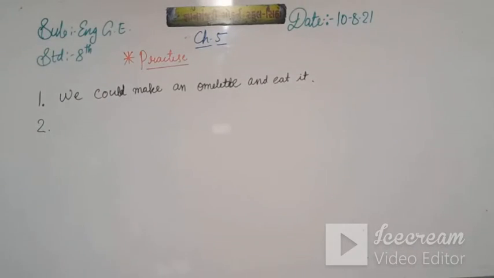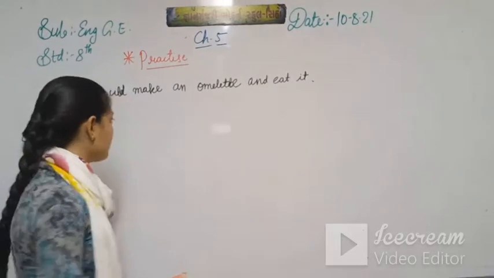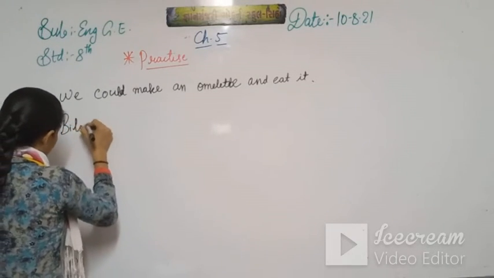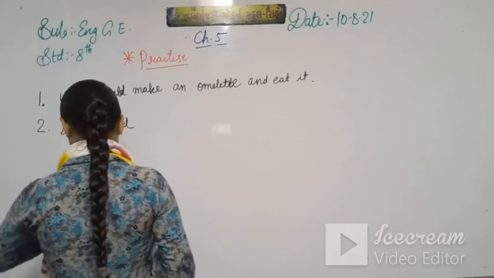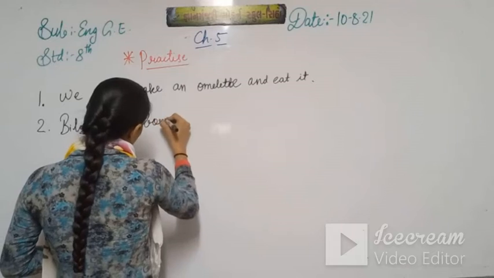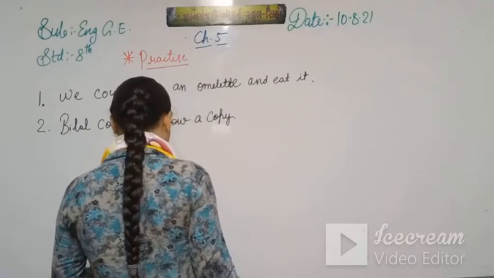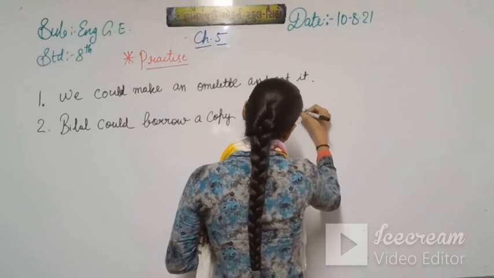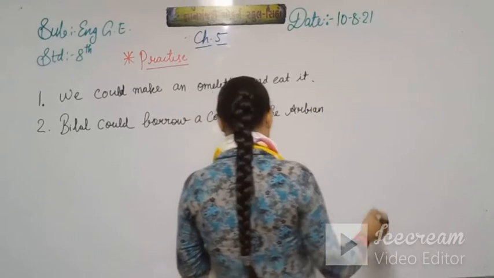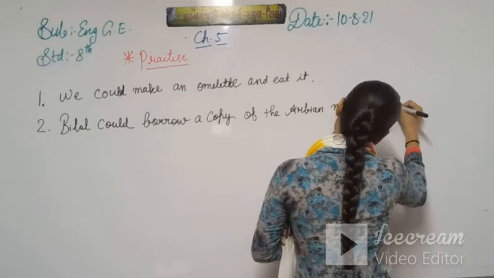So here the solution, that is the book name, that is Arabian Nights, but did not have a copy. So Bilal could borrow a copy of the Arabian Nights from the school.